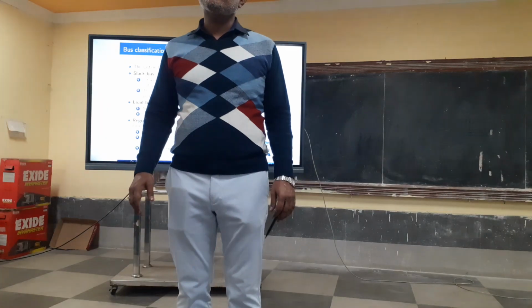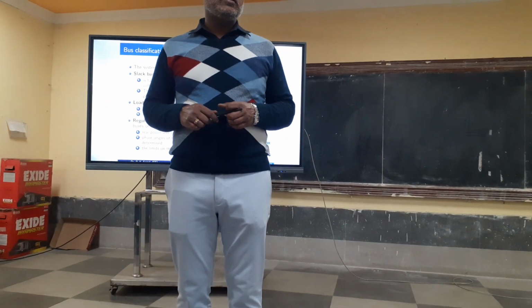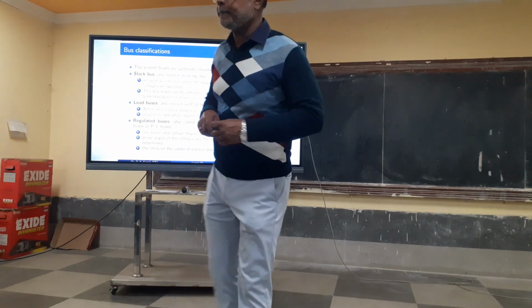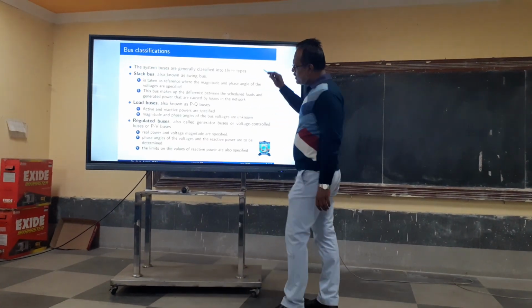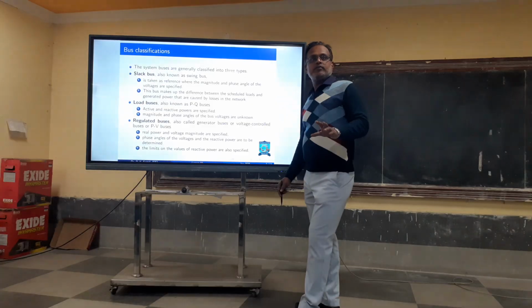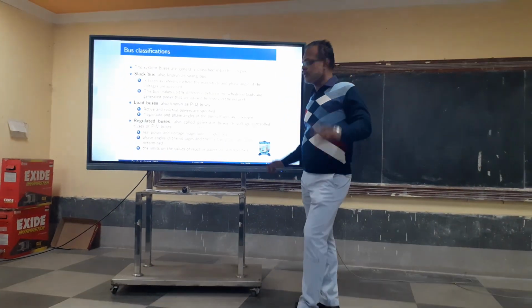Even wind generators are sometimes considered as load buses, at least for Q. Here we are considering only the conventional power system with centralized generation.